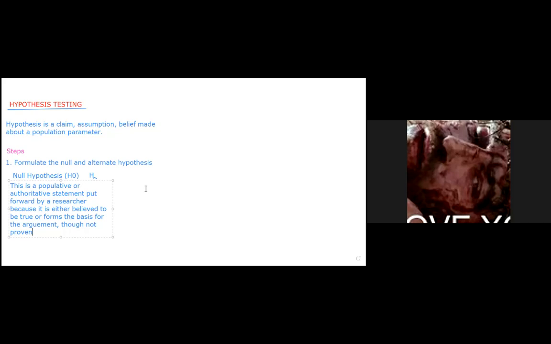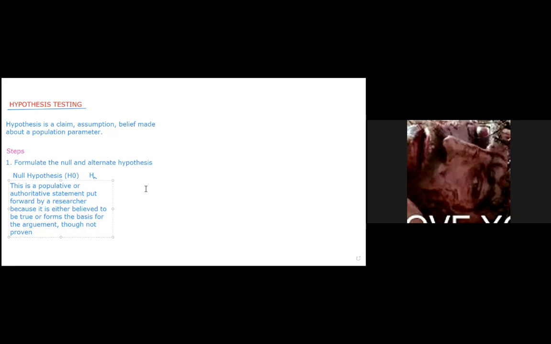And we are saying that it is an authoritative statement. Take note of that. Let me use this scenario to explain the authoritative statement. For example, if the lecturer for research methods is teaching and tells you that all of you are going to pass research methods, this is the statement from the lecturer himself.